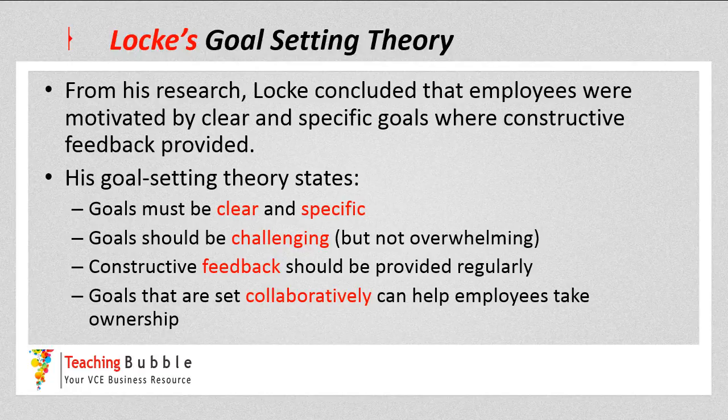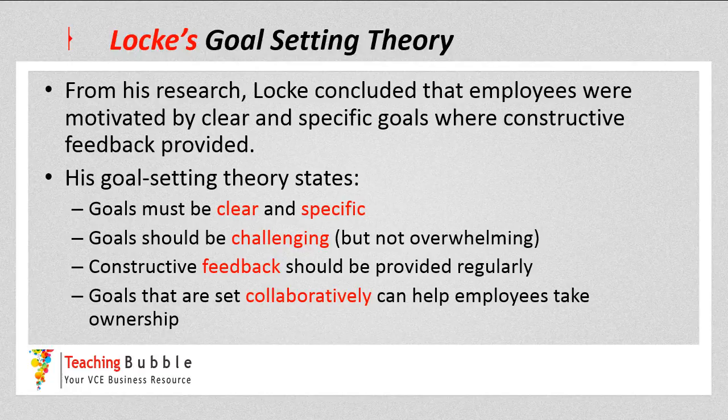Goals should also be challenging. Locke found that there's a real correlation between how challenging a goal was and how motivated an employee was. So if a goal wasn't very challenging, then it didn't provide a lot of motivation. And Locke found that the more challenging a goal was, the more motivation was provided for the employee to achieve that goal. However, there became a certain point where if the goal was too challenging or overwhelming, then that could actually decrease motivation.